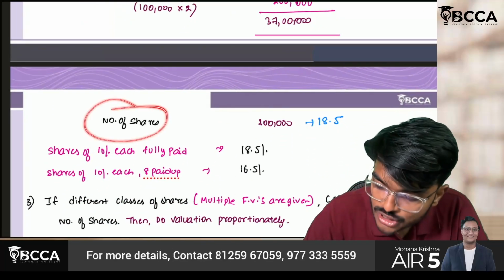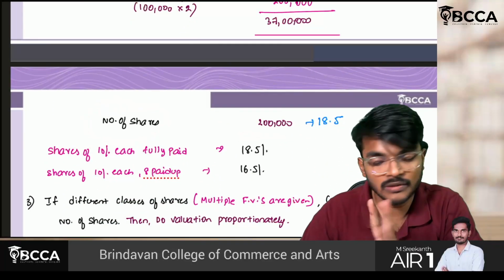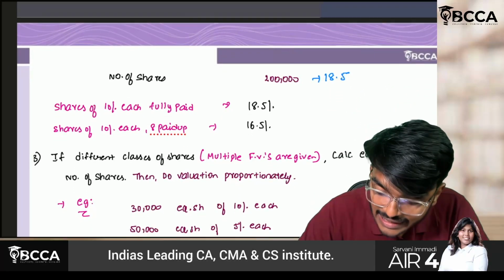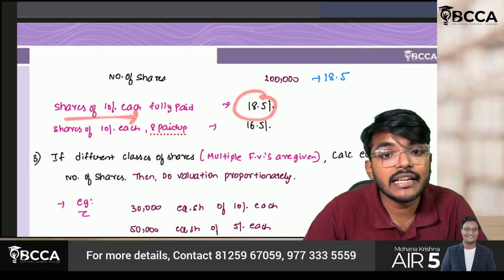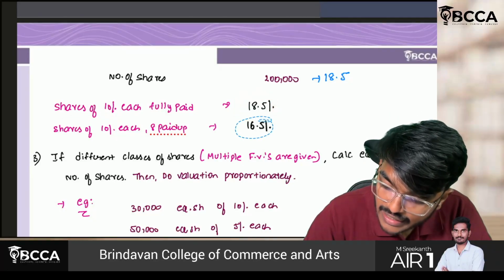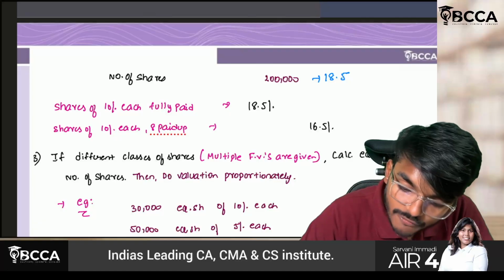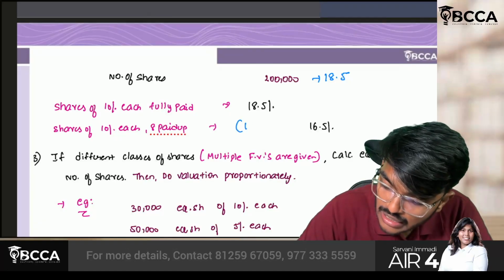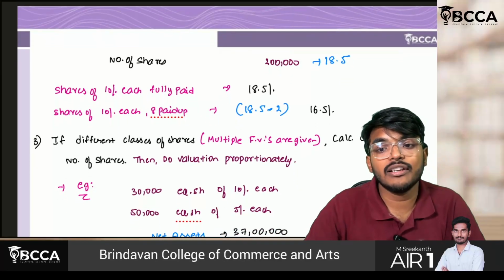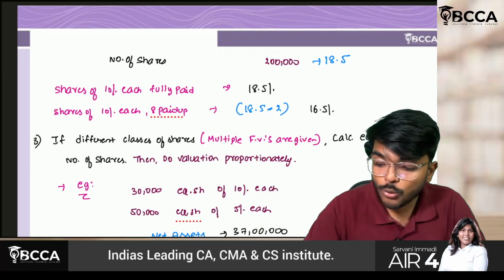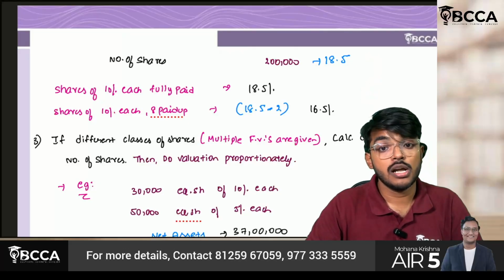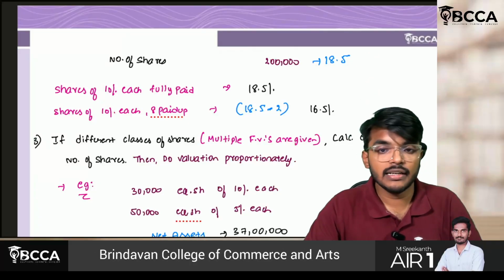Number of shares are how much? 2 lakh, because both are fully paid by the way. Then you will be getting value per share as 18.5. For the 10 rupee fully paid, the value is 18.5 rupees, and for the 8 rupee paid up, the value: sir, have you got that? I will deduct 2 from 18.5, then I will get 16.5. Now the margin is greatly reduced.